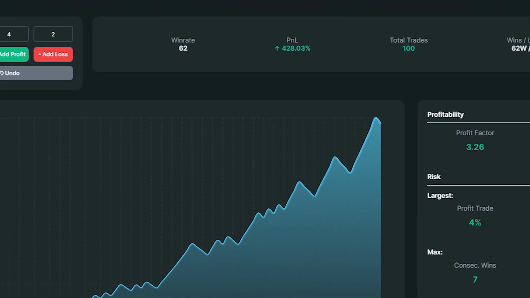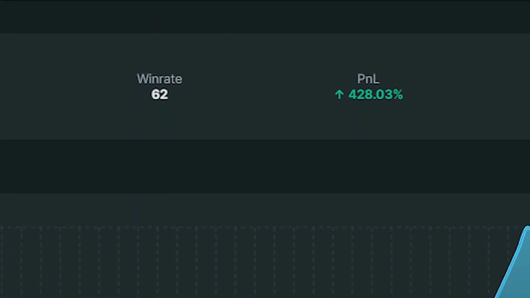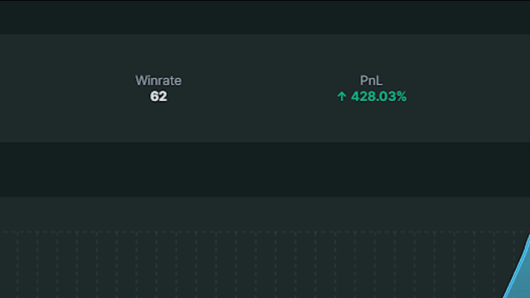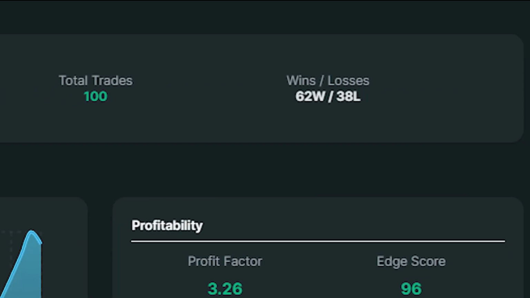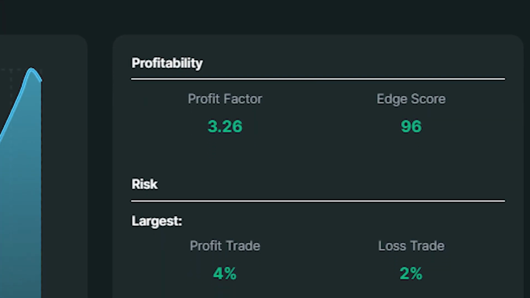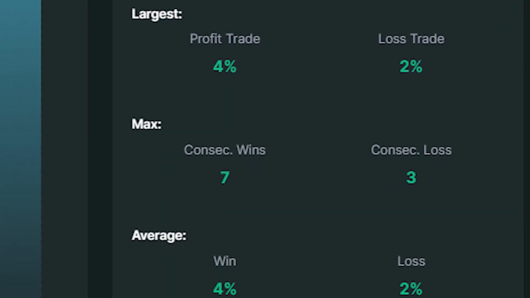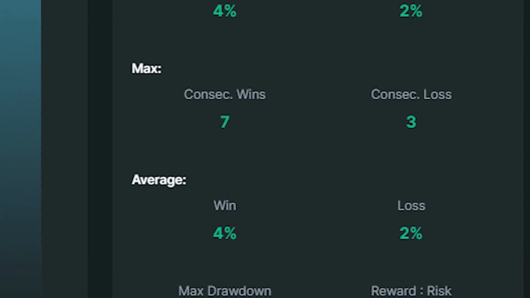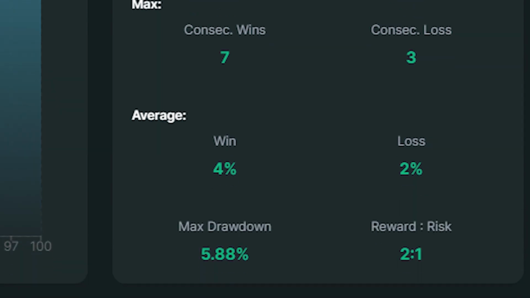After backtesting the strategy for 100 times, I was able to get a 62% win rate. I was able to increase my account size by 428%. I had 62 wins against 38 losses. The profit factor was 3.26. I had 7 consecutive wins against 3 consecutive losses. The maximum drawdown was only 5.88%.